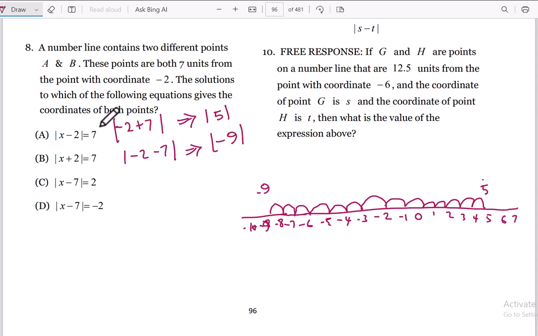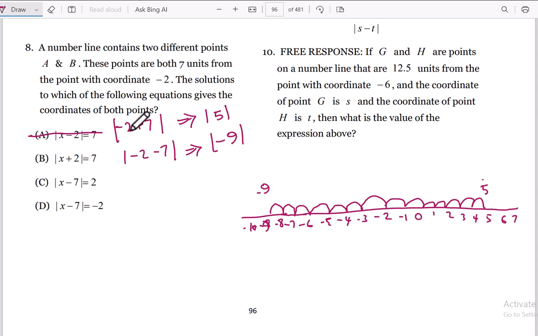It says the solution to which of the following equations gives the coordinates of both. So let's check now. Let's plug in these values here. So if we have 5 minus 2, will it give you 7? No. Now if we have minus 9 minus 2, will it give you 7? It doesn't make sense. So A is out. A does not make sense.